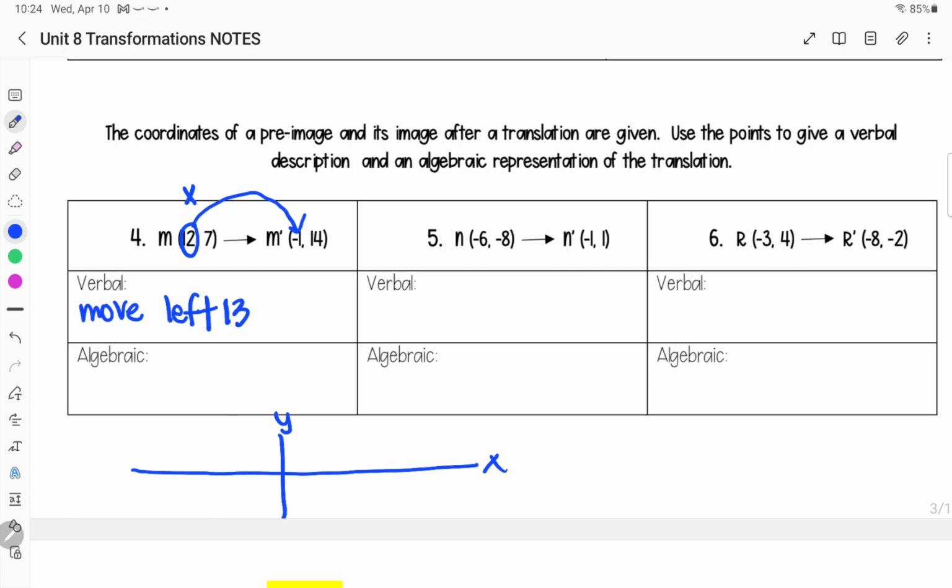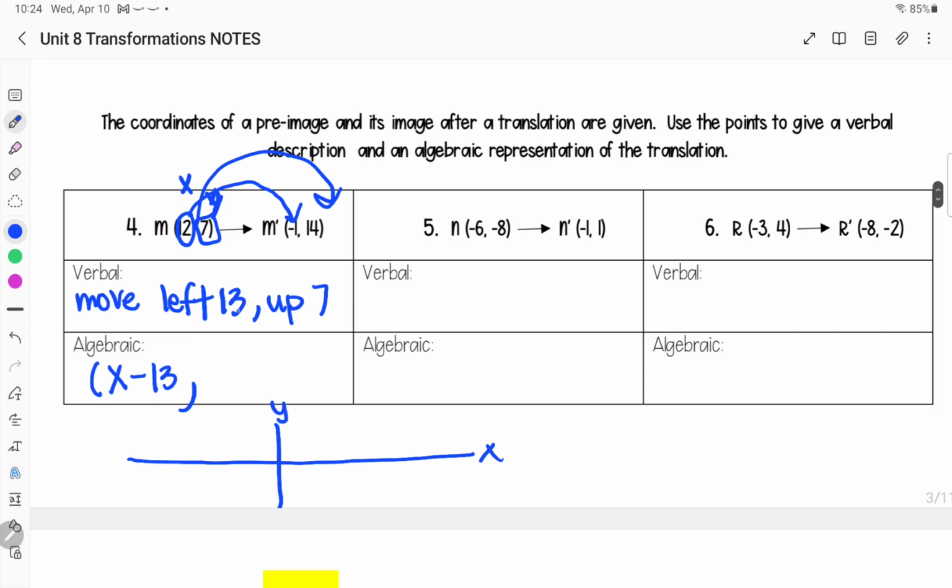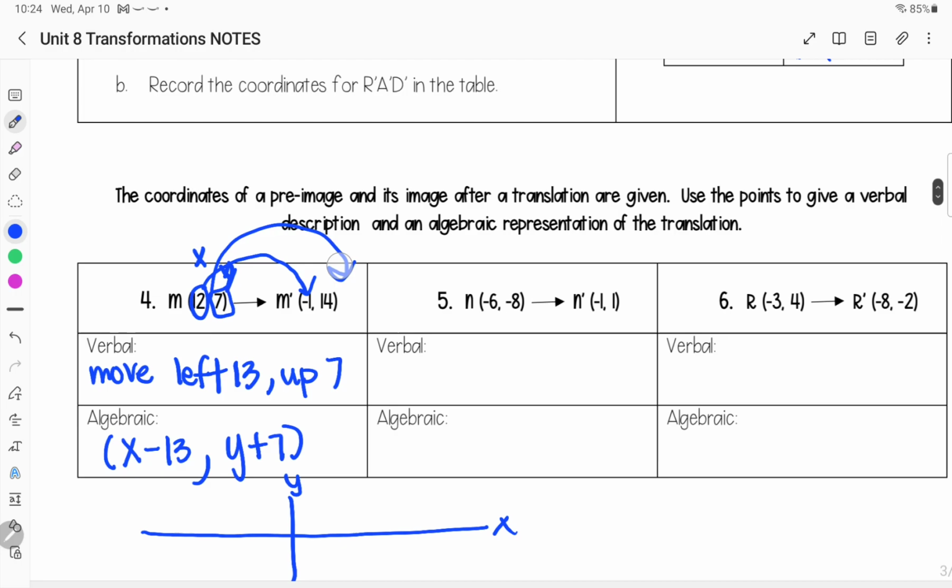And then I'm going to look at my y's. I started at 7. I ended at 14. So that means I started at 7 here. If I ended at 14, it means I ended up here. So I moved left 13 and I moved up 7. Algebraically, that would say take each x value and subtract 13. And you could look, is 12 minus 13 negative 1? Yes, so that's right. Then it says take each y value and add 7 because I went up. So is 7 plus 7 14? Yes, so then I'm done.